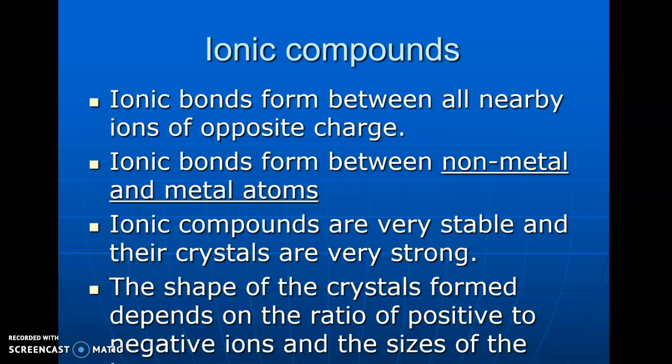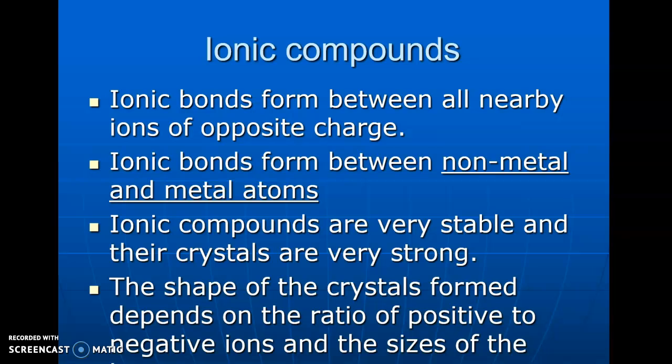So when there are ionic bonds, the compound that is formed is called an ionic compound. Ionic bonds don't form just between one single ion and another, but actually form in all directions. So any oppositely charged ion that is nearby will be attracted and there will be an ionic bond. As I mentioned before, these bonds are happening when we have a nonmetal that wants to gain and a metal that wants to lose.